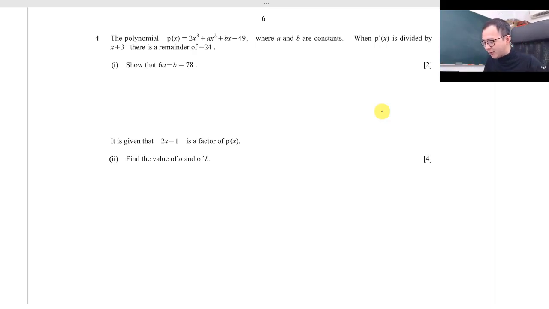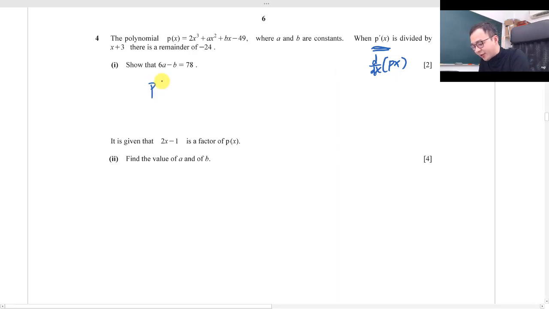Right, so this is remainder theorem and factor theorem. So you have a P(x) here where a and b are constants. Right, this sign means what? This sign actually means you differentiate P(x). So when you differentiate P(x), it's divided by x plus 3, and its remainder is negative 24. So the first thing is I try to find the differentiation of P(x) here. I should get 6x squared plus 2ax plus b, isn't it?